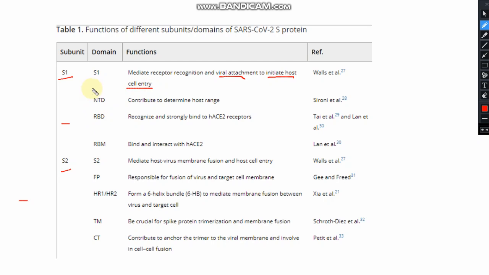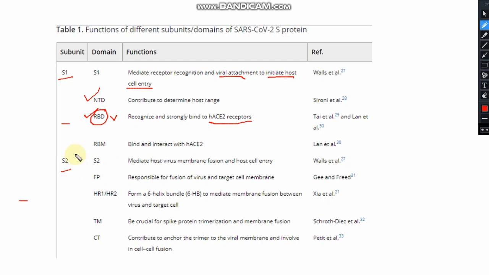The S1 part contains the N-terminal domain and the receptor binding domain. The receptor binding domain is the main and important domain. It is for recognizing and strongly binding to the human receptors. So this is the main function of the RBD protein.